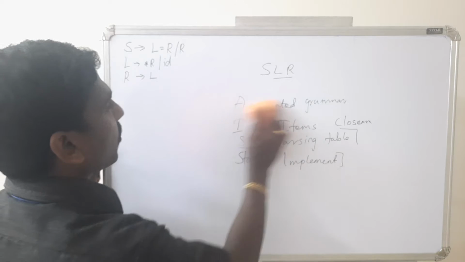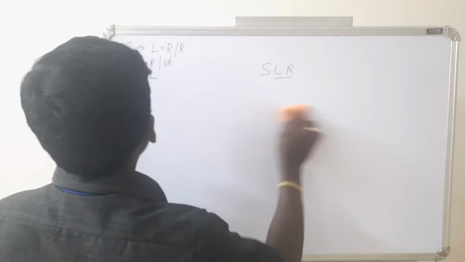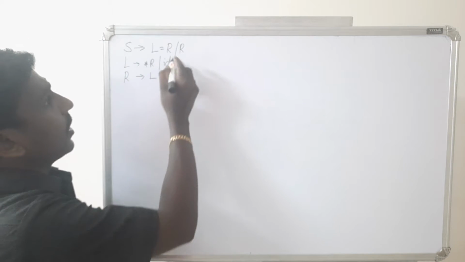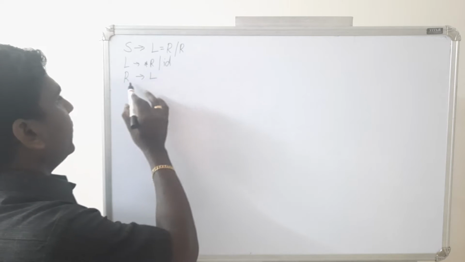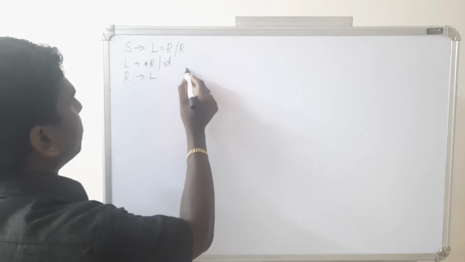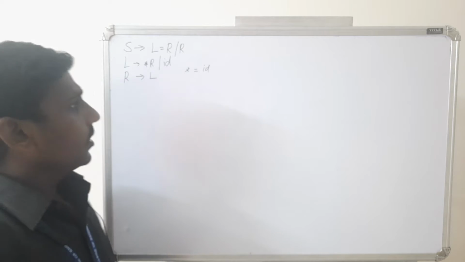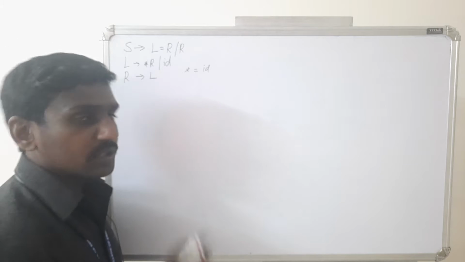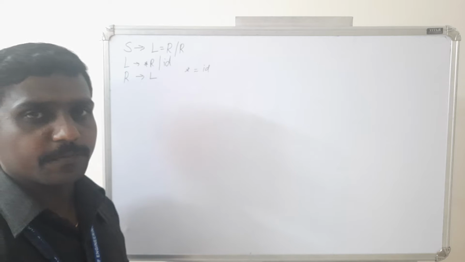Let's take one small example grammar: S tends to L equal to R slash R, L tends to star R slash ID, R tends to L. We have to construct star equal to ID, for example. Whether we can derive this star equal to ID from this grammar? Yes. How will we find it? Based on the derivation.